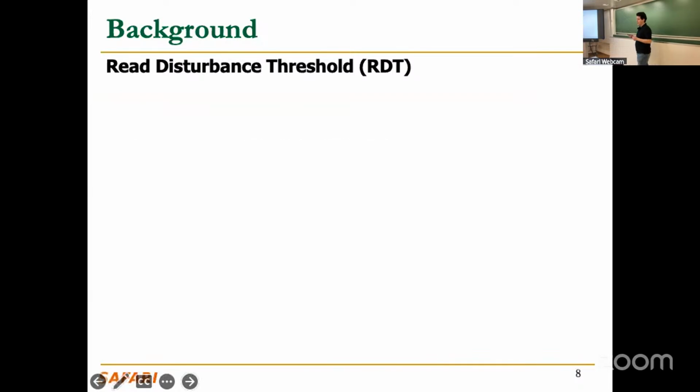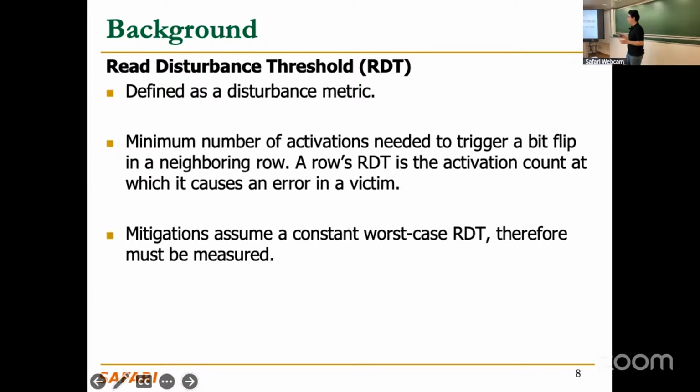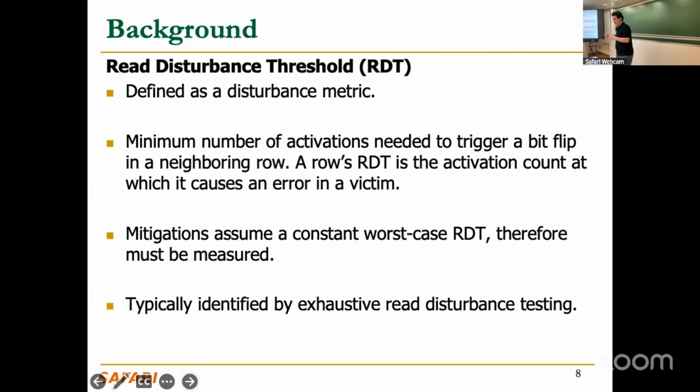And we also have this term, read disturbance threshold, which is defined after the RowHammer and RowPress studies, and can be defined as a disturbance metric. It means the minimum number of activations needed to trigger a bit flip in a neighboring row. Simply put, a row's threshold value is the activation count at which it causes an error in a victim. In the current mitigation strategies, we assume that there is a constant worst-case threshold value. Therefore, we have to measure these values, and it's typically identified right now by doing exhaustive read disturbance testing.